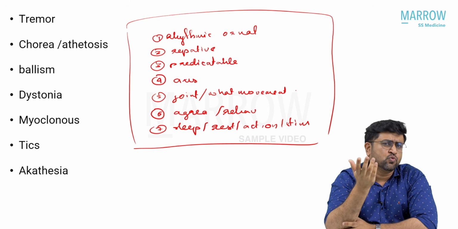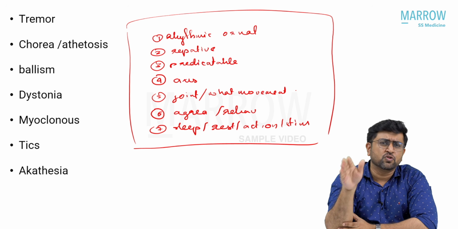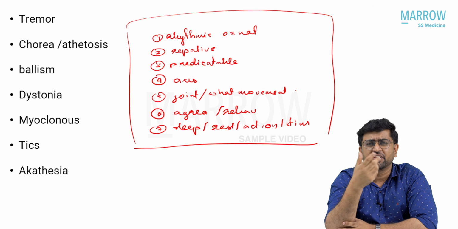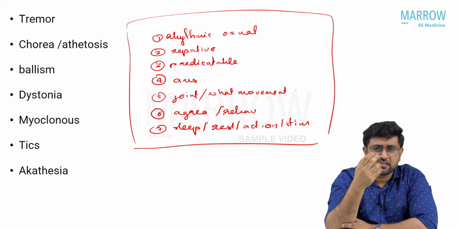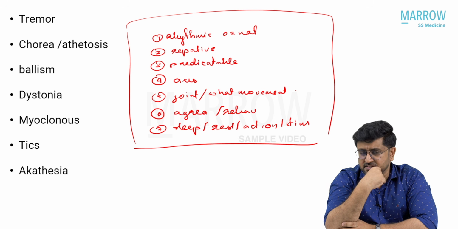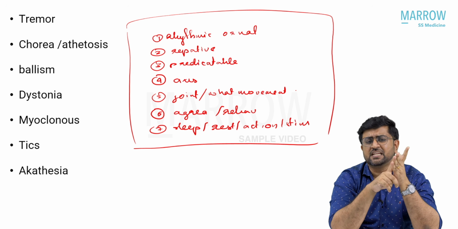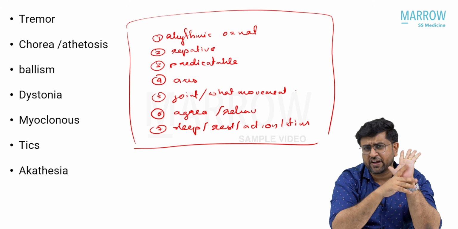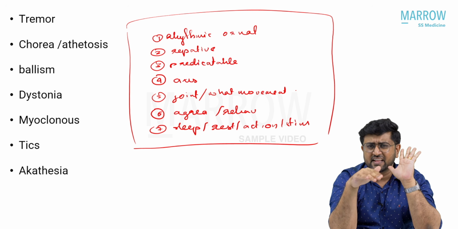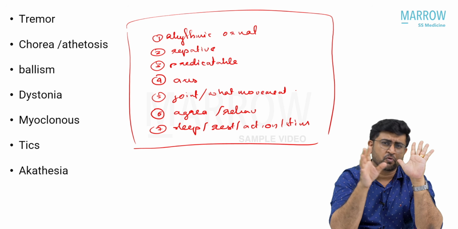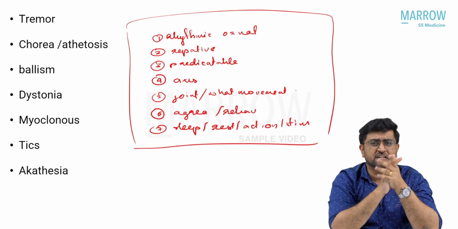Akathisia is an inner urge to move, where the patient cannot sit and keeps on doing some activities, and that is totally different. It is usually seen after antipsychotic use, or sometimes SSRIs in Parkinson patients can trigger akathisia. So again, the five major movement disorders are tremor, chorea, ballismus, dystonia, myoclonus. Tics and akathisia are not that common, at least in adult general medicine. Tics are more common in the pediatric age group, but you can see adult-onset tics also.